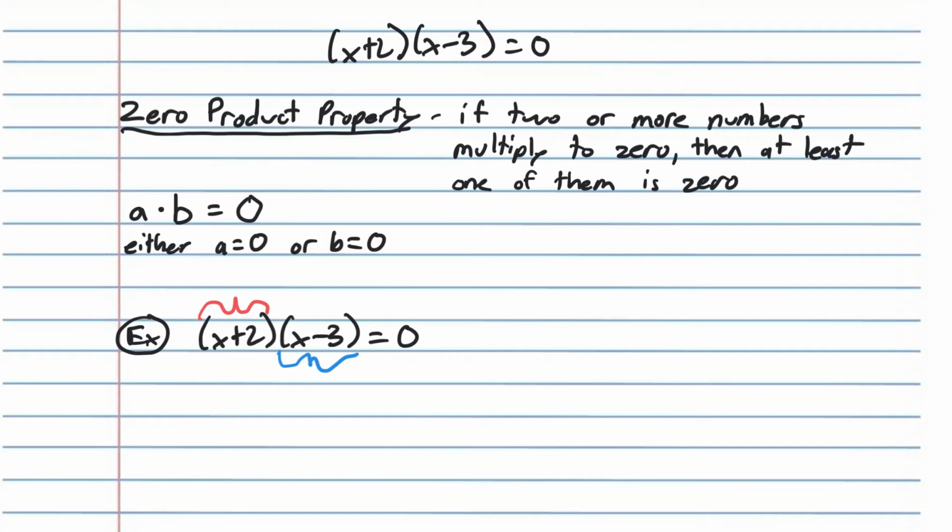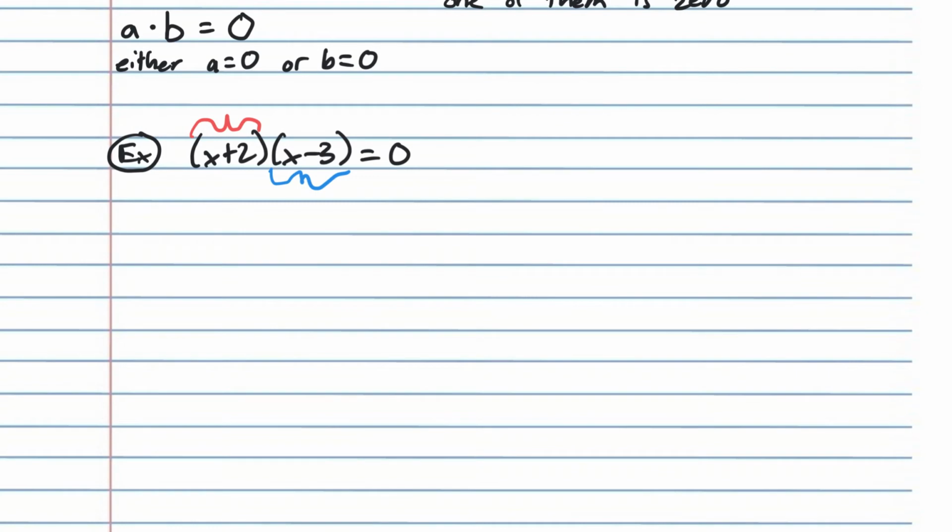Let me scroll down a little bit more. So once we're in our groups like this, what we can do now is separate it into two possibilities. Either x plus 2 equals 0 or x minus 3 equals 0.